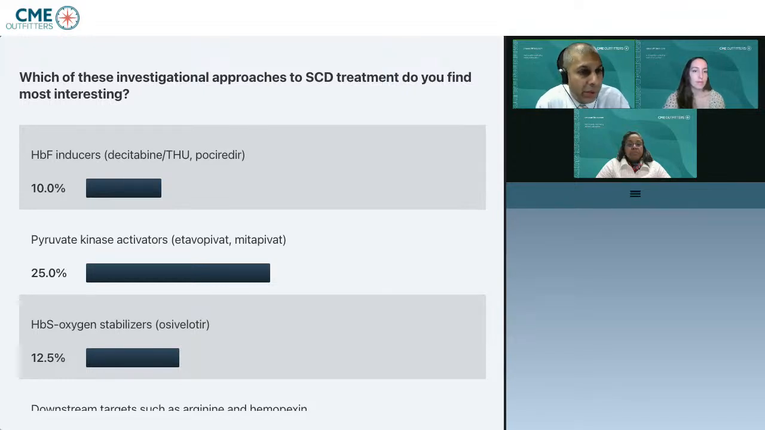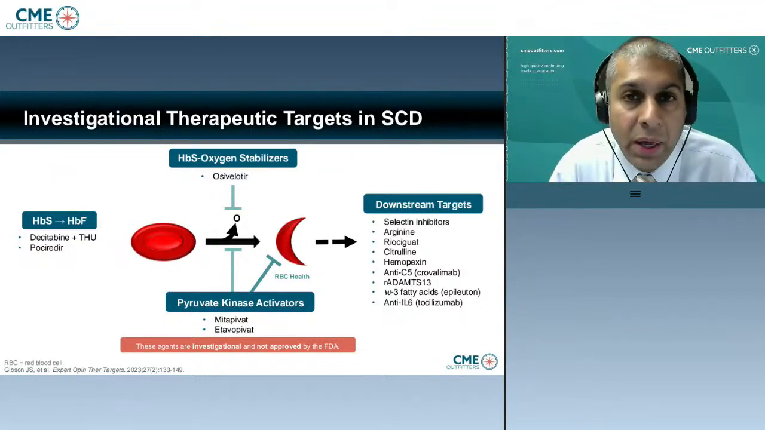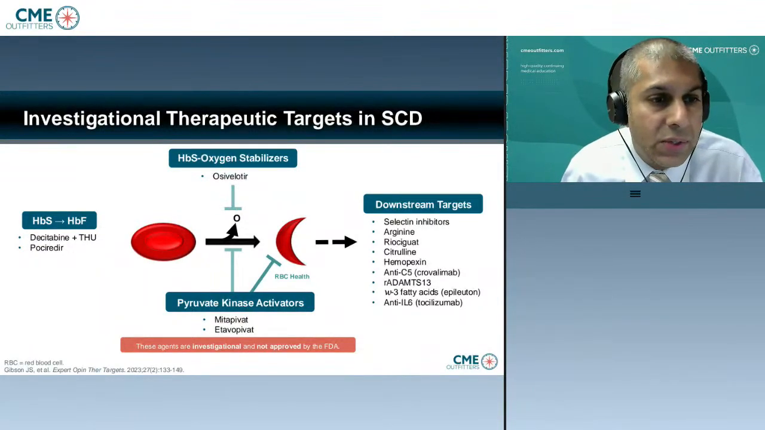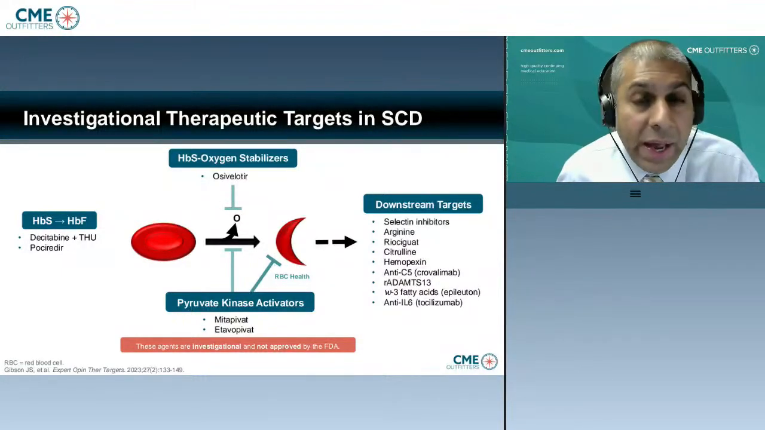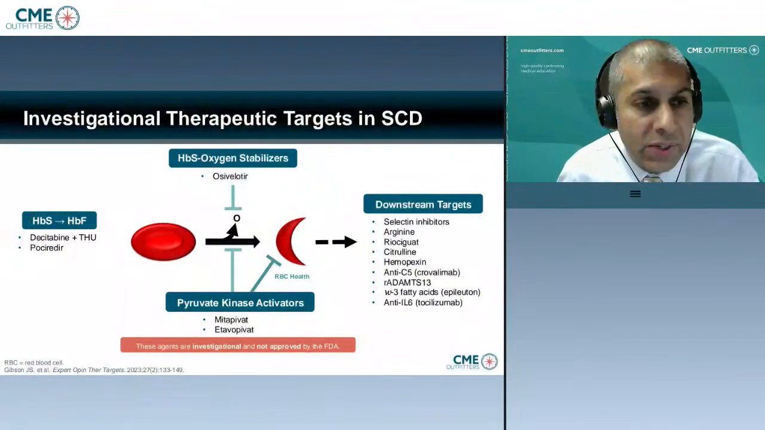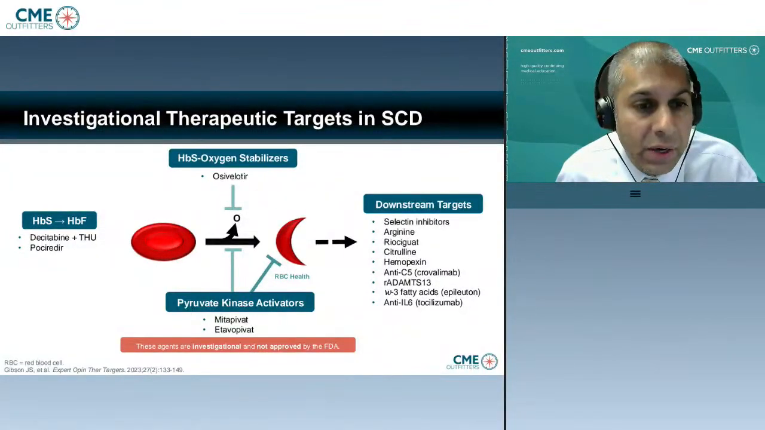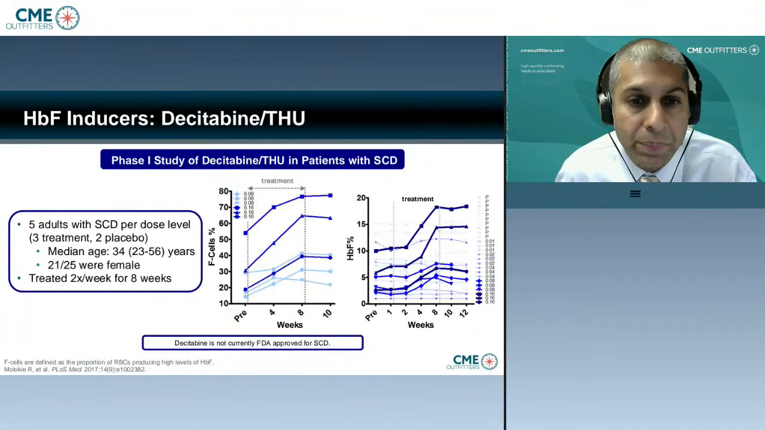All right, great. Well, most are familiar with pyruvate kinase activators or the hemoglobin S oxygen stabilizers. So let's go through some of these newer agents and some of the clinical data. This figure highlights some of the different targets that we have to help with sickle cell disease. The first including reactivating fetal hemoglobin, which is similar to what hydroxyurea achieves. So there are two agents, decitabine and pociredir. There's the hemoglobin oxygen stabilizer, the next generation called osivelotor, the pyruvate kinase activators, mitapivat and etavopivat, and then several different downstream targets.